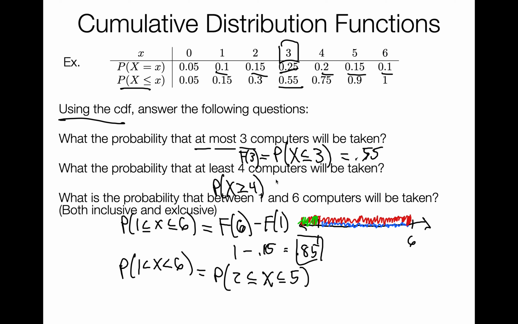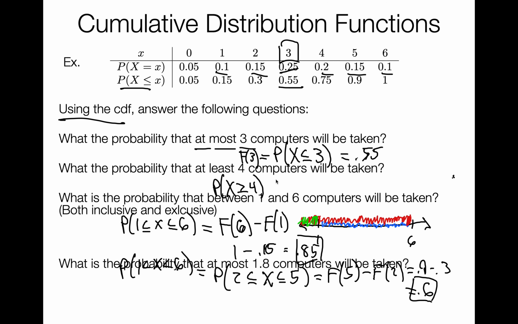And so we use the same argument that we did above: this is F of 5 minus F of 2. F of 5 minus F of 2 is 0.9 minus 0.3, and so the answer to the exclusive part is 0.6. So we see how inclusive and exclusive makes a difference.